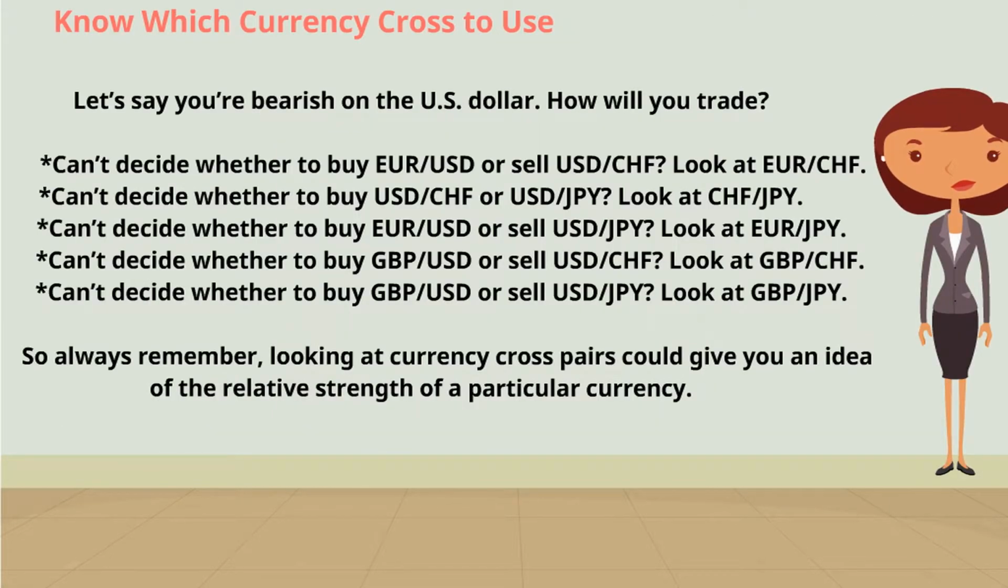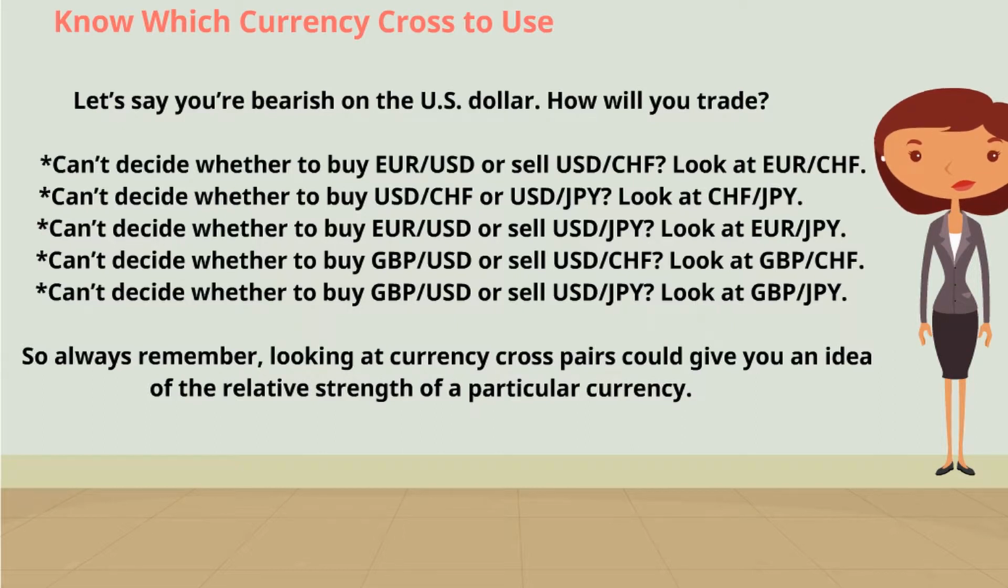Let's say you're bearish on the US dollar. How will you trade? Can't decide whether to buy euro to US dollar or sell US dollar to Swiss franc? Look at euro to Swiss franc. Can't decide whether to buy US dollar to Swiss franc or US dollar to Japanese yen? Look at Swiss franc to Japanese yen. Can't decide whether to buy euro to US dollar or sell US dollar to Japanese yen? Look at euro to Japanese yen.